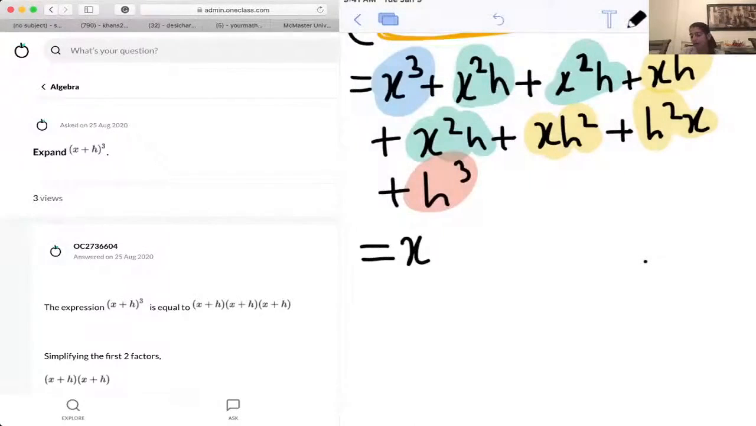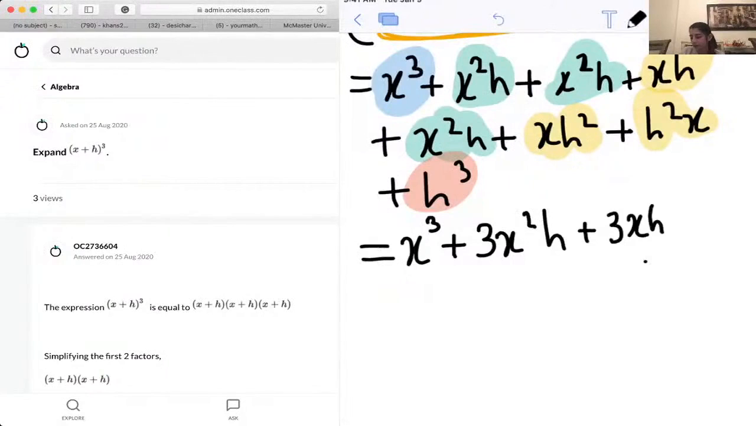So x cubed plus 3x squared h plus 3xh squared plus h cubed. That is our final answer for this question.